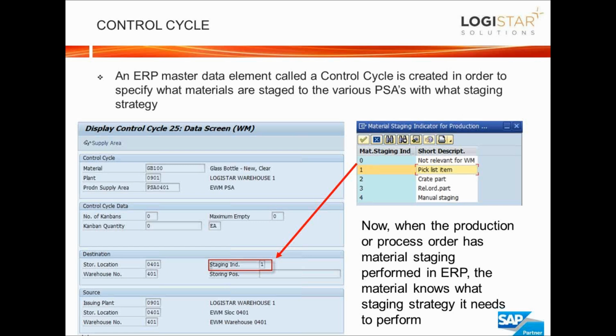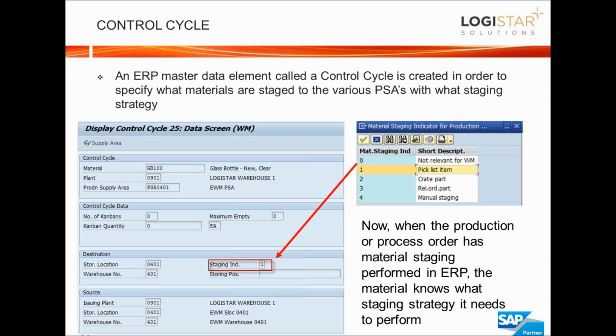So now I talked earlier about a control cycle, and again, this is an ERP. It's not EWM, but it's an ERP element. So if you have ERP, WM, and PP integration today, then you're using control cycles already. And control cycles are ultimately what tells SAP what kind of staging strategy you plan on using for a particular item.